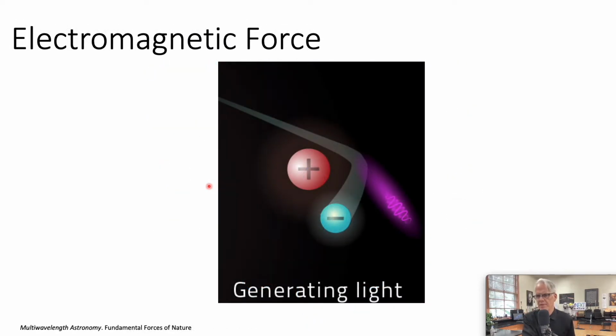One more thing about the electromagnetic force that we'll see later. When a negative electron interacts with a positive proton, the electromagnetic force adds energy to the electron, producing a photon. Don't worry about this now. We'll get into this a lot more later.